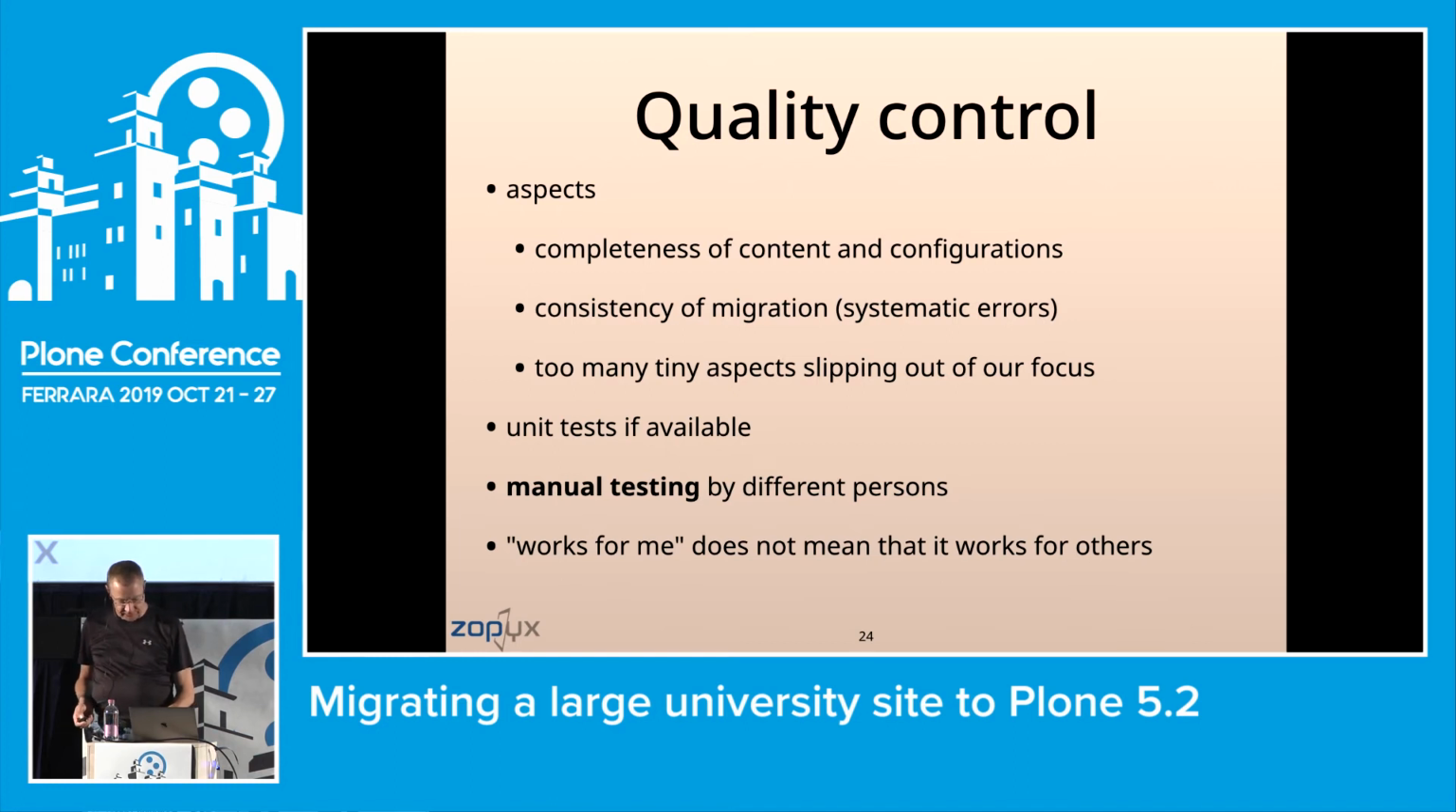Unit testing didn't play a major role in the project because only some add-ons had tests. So quality control basically means that you have to go over all content, all subsites, in a more or less systematic way, and do lots of manual testing. And in many cases, it's the typical "works for me" as a migrator. I see something and it works for me, but other co-workers come and see, okay, something is not working, so you have to deal with that.